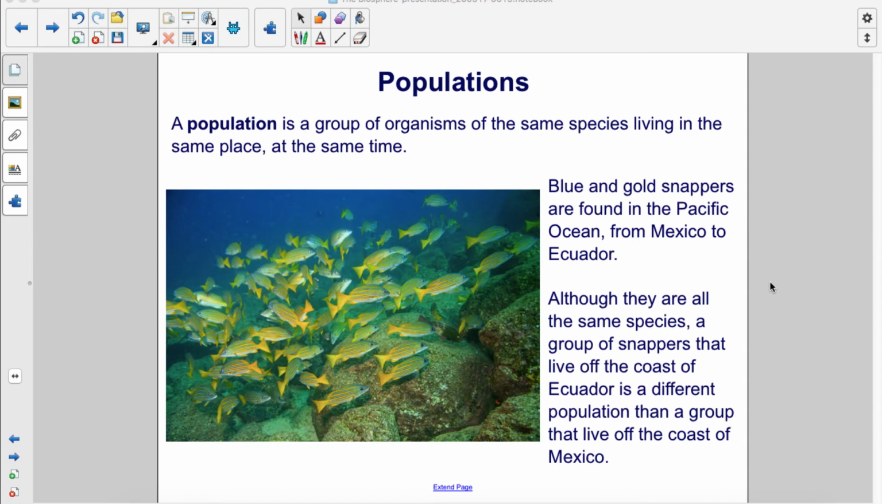A population is a group of organisms of the same species living in the same place at the same time. Blue and gold snappers are found in the Pacific Ocean from Mexico to Ecuador. Although they are all the same species, a group of snappers that live off the coast of Ecuador is a different population than a group that live off the coast of Mexico.